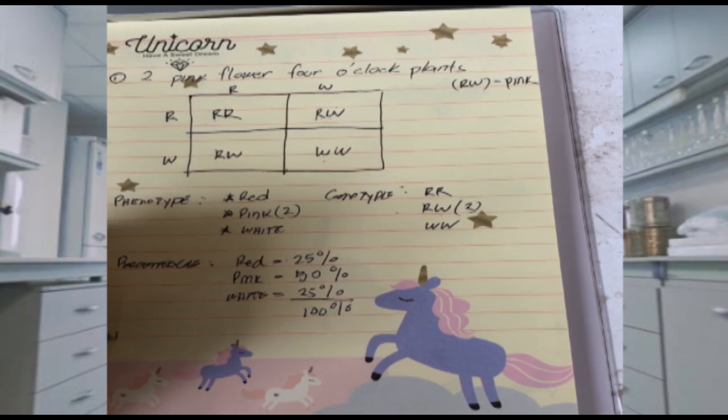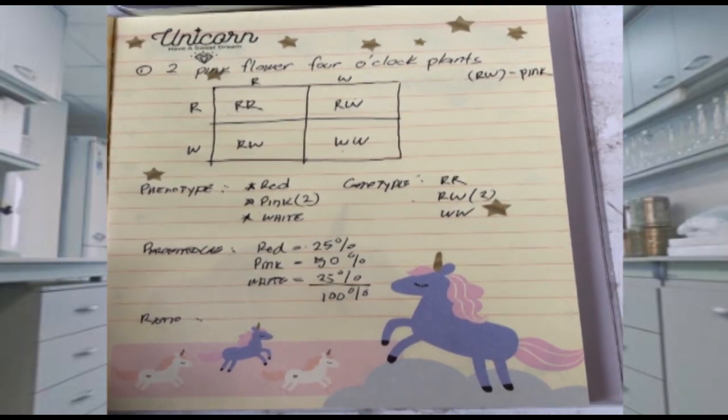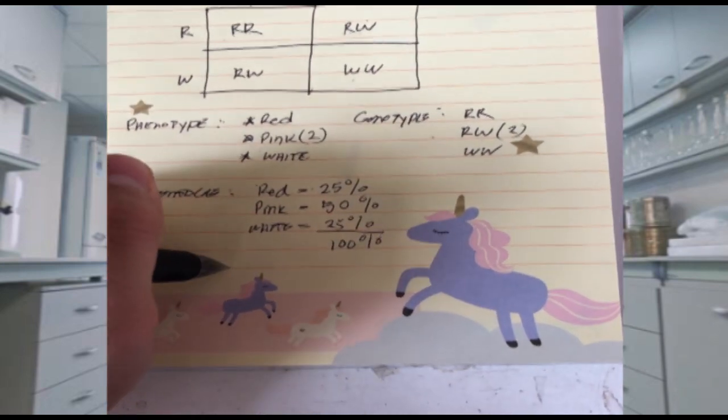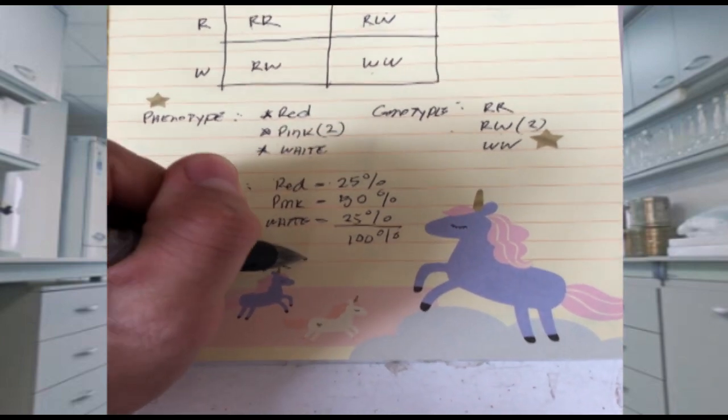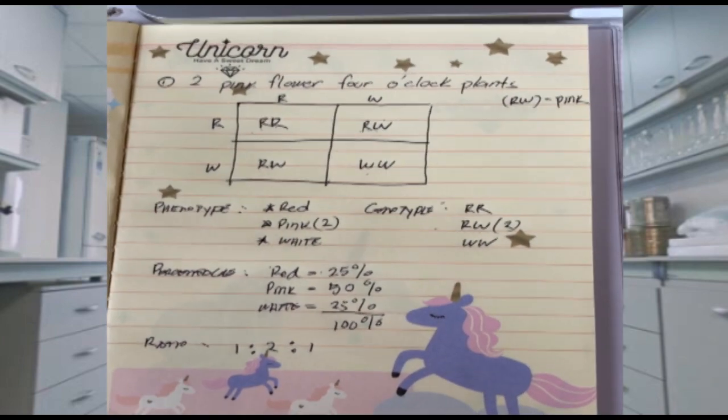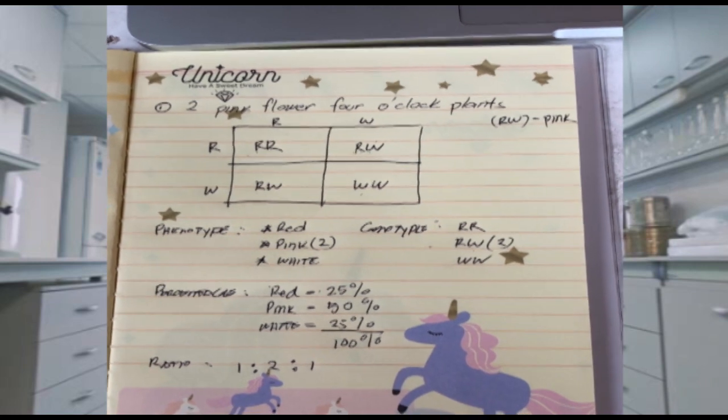So lastly is the ratio. So how will we identify the ratio? So red has only one, so one red is to two pink is to one white. So the ratio is 1 is to 2 is to 1.